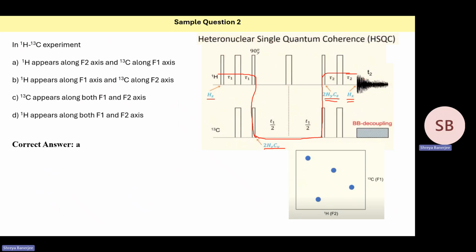And after that, a time T2 is given to collect the FID. So what we are seeing is that in time T1, we are detecting the 13C. You can see the T1 is in the 13C channel and T2 is in the 1H channel. And we know T2 corresponds to frequency 2 and T1 corresponds to frequency 1. So the correct answer is 1H appears along F2, 1H F2 and 13C along F1, 13C F1. So option A.